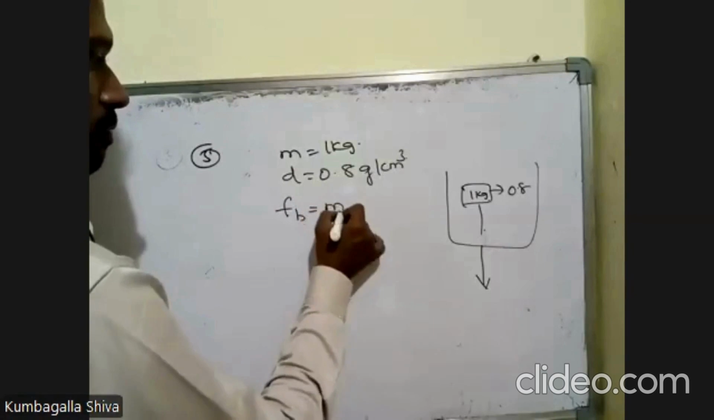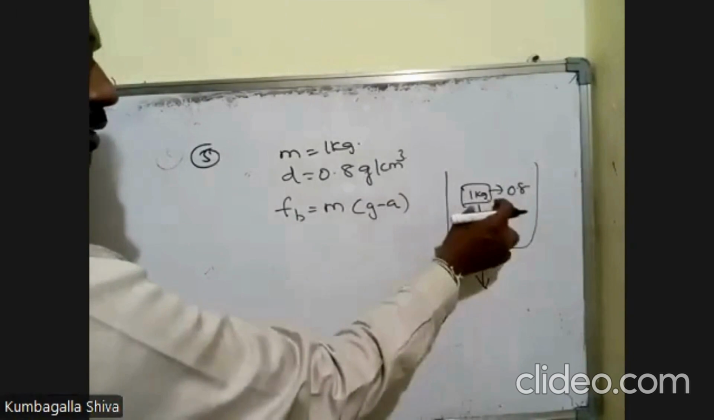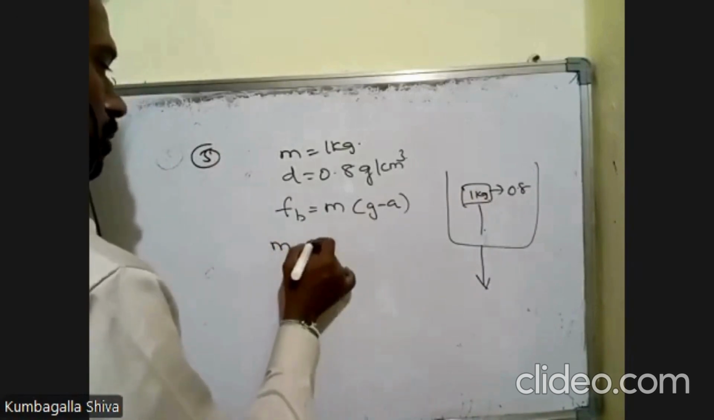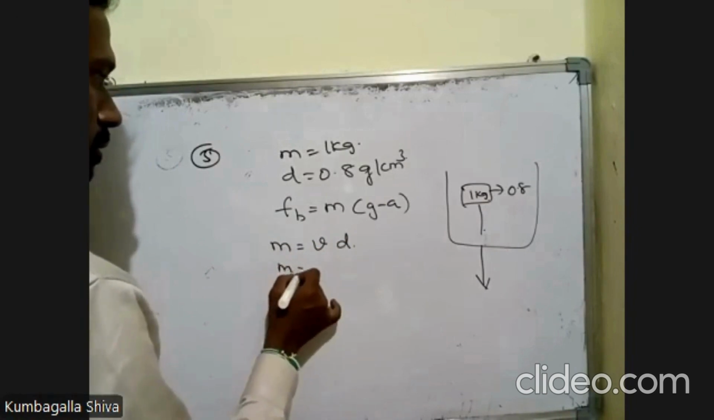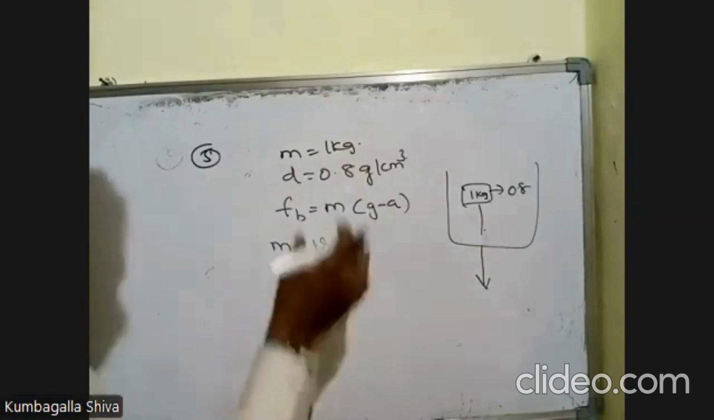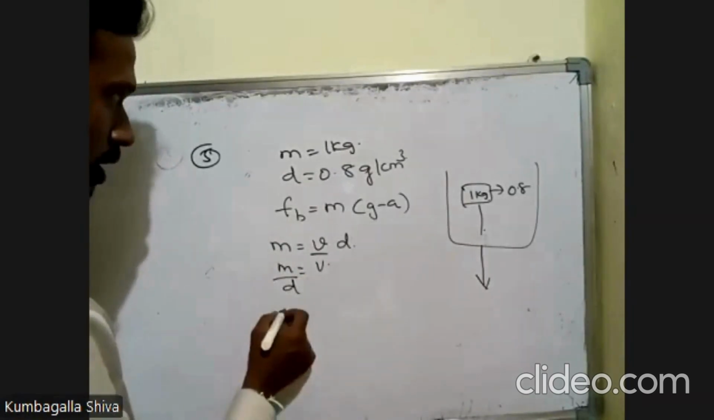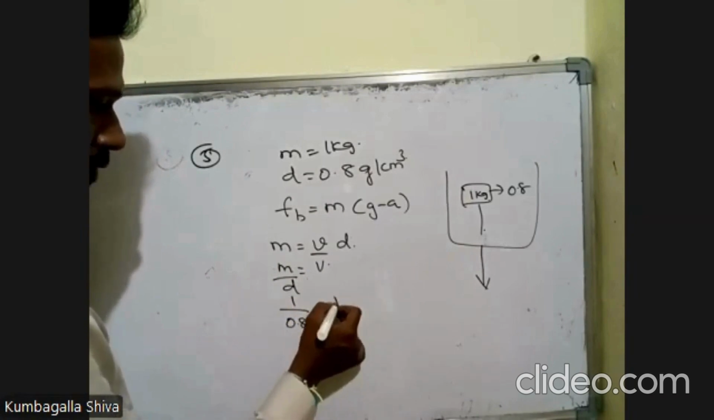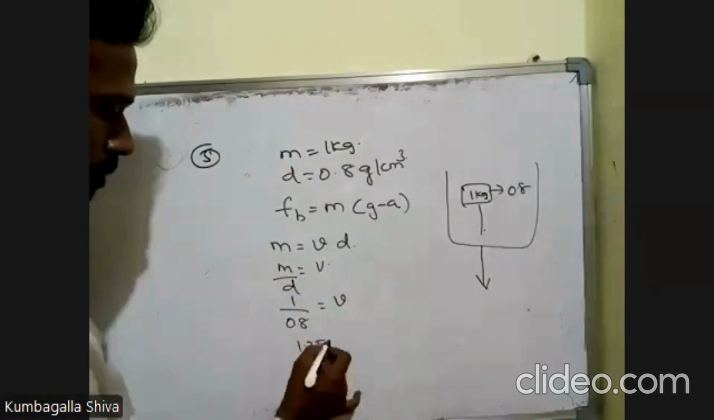Now we know that they are asking the upthrust. Upthrust is what? m of g minus a. Here you are going to take the mass, not the 1 kg. Here mass will be equal to volume into density. How to find the volume of this when it is in the tank? m by d is the volume. So m is 1, 1 by the density of 0.8, that is what you're getting as v. That is 1.25. That is the volume.